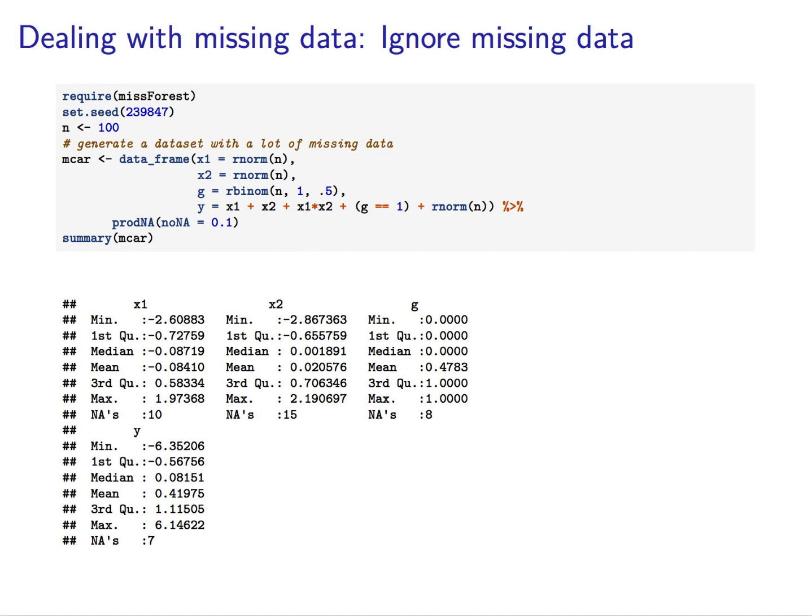When we look at a summary of our data frame, we see about 10% missingness across the board. Because of how missingness is generated, again, this is a case of missing completely at random. And we've removed data without regard to any factors associated to our outcome variable y. So here we have the number of missing values for each of the variables in our data set.